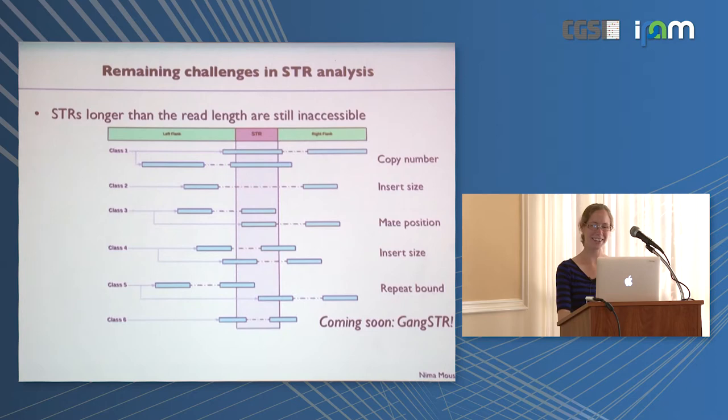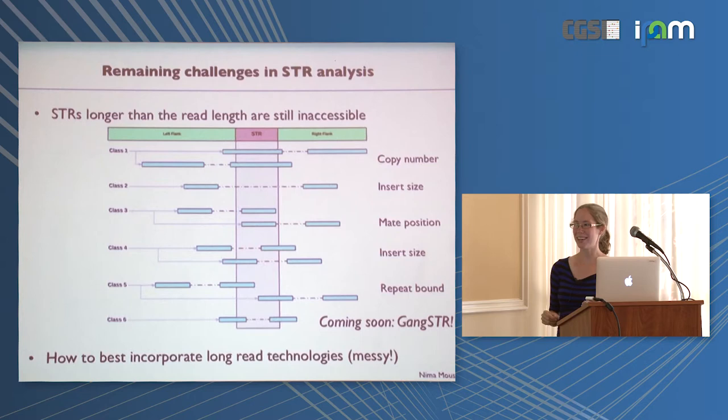Okay, and then another challenge that we're thinking a lot about these days is how can we incorporate things that are coming out from these long read sequencing technologies. So we're starting to look at PacBio and Nanopore data and also a little bit at 10x data. With the longer reads, theoretically we can get to extremely long repeat copy number and not have to do all these tricks with the Illumina paired end data, which are kind of tricky.